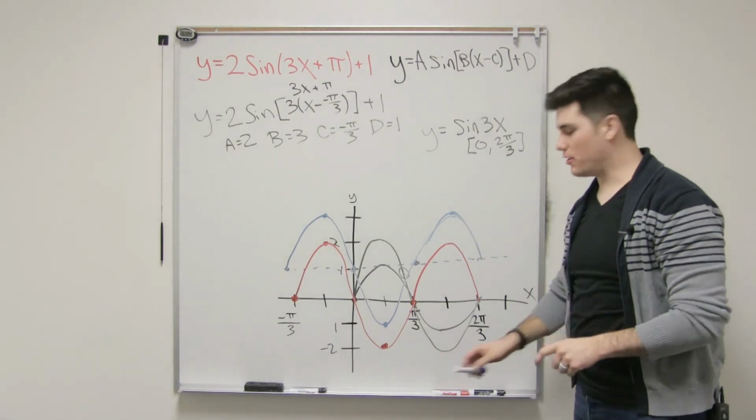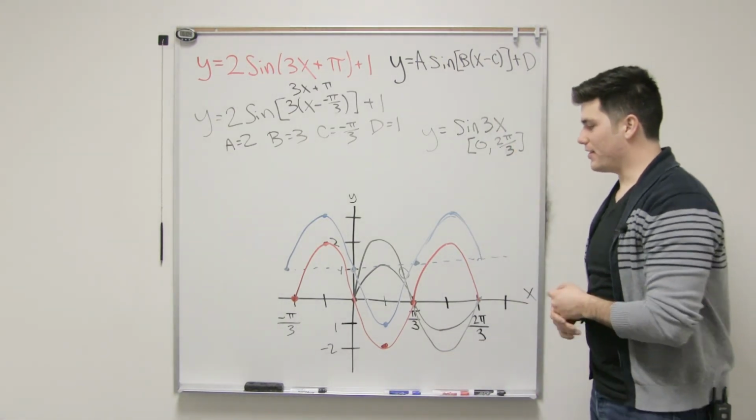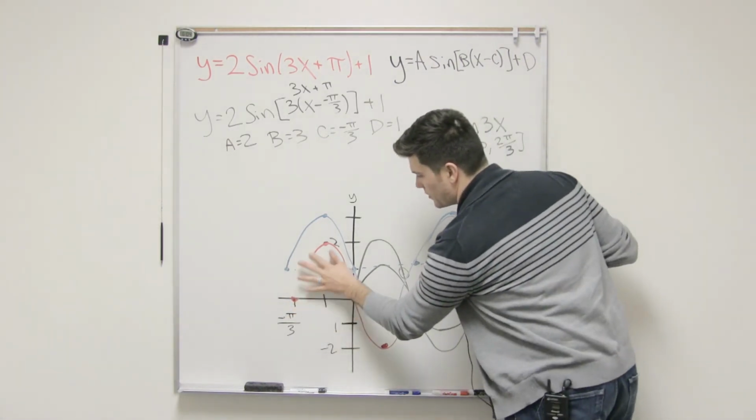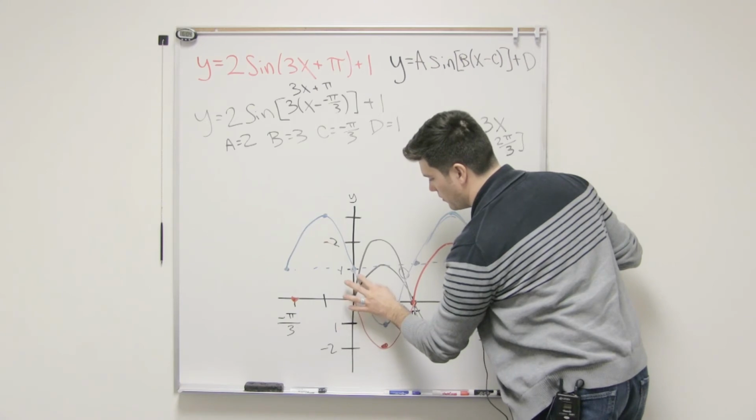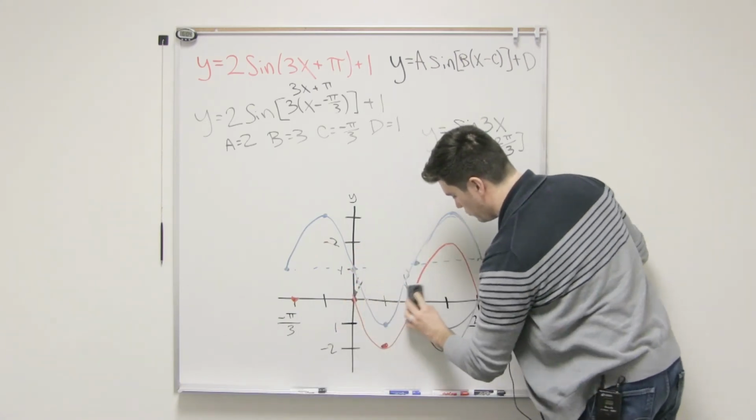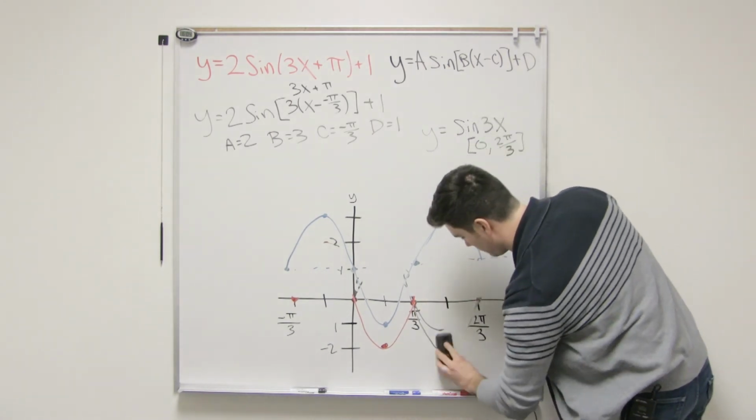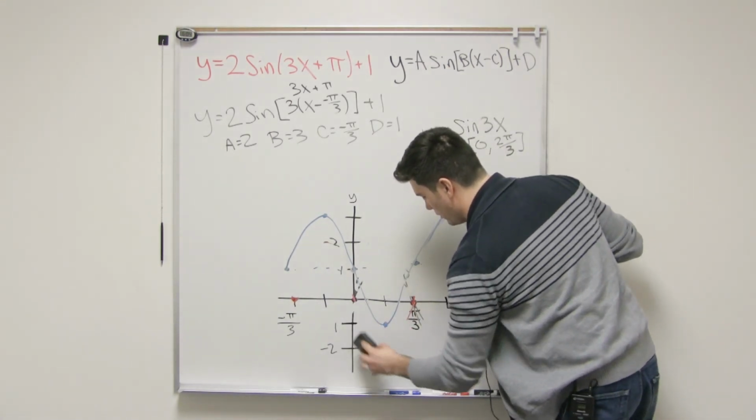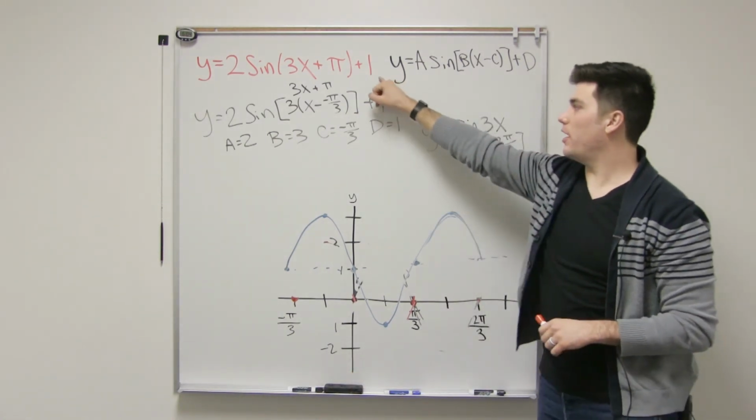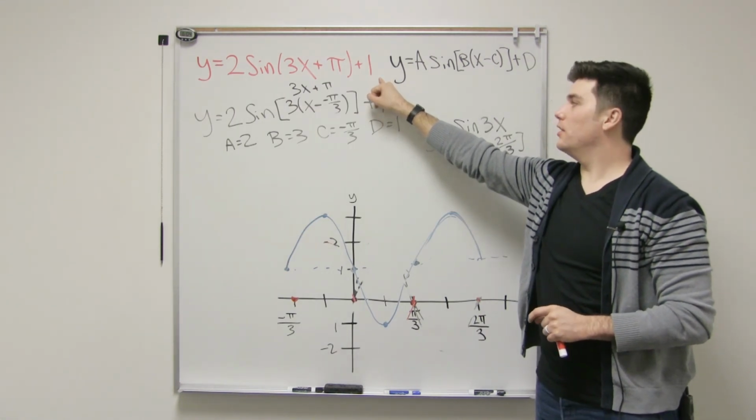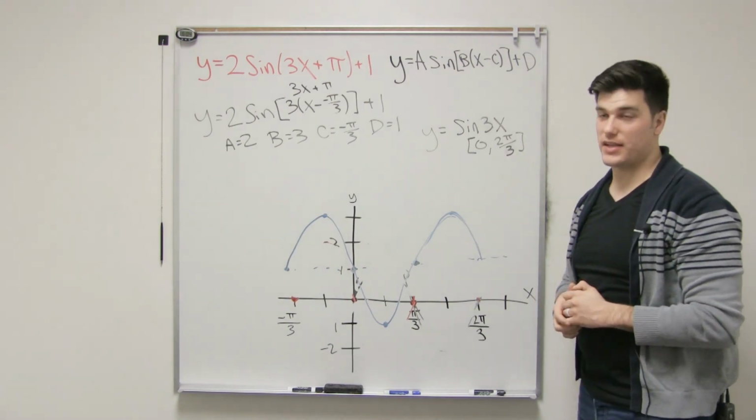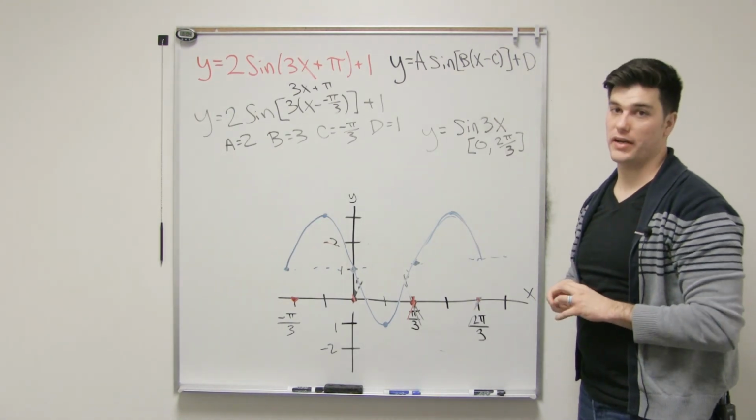So, with all the colors and all the lines on the board, our final answer is this blue curve. I'll go ahead and erase everything we don't need. We now have this blue curve, which is the graph of y equals 2 sine of 3x plus pi, plus 1. And like I said at the beginning of the video, the same process can be used to graph any cosine function as well.